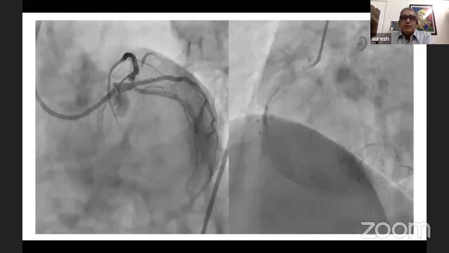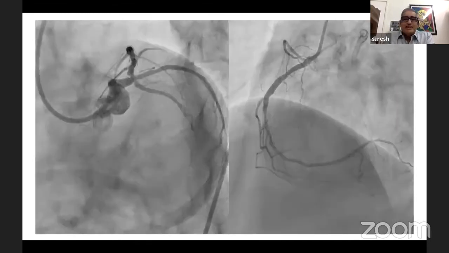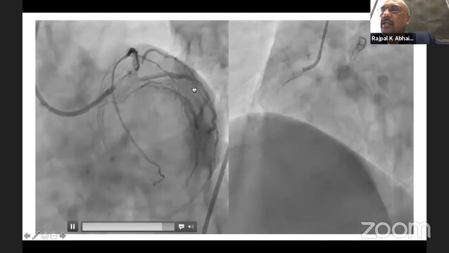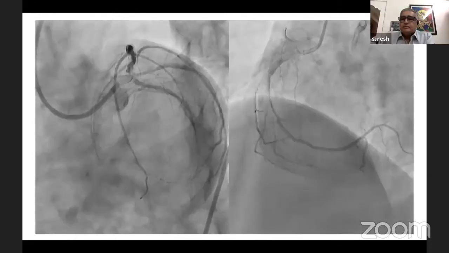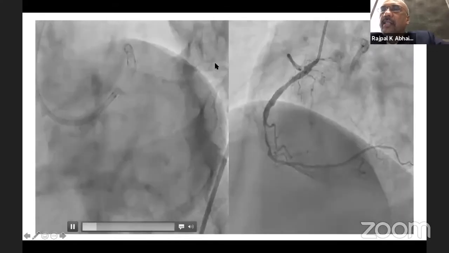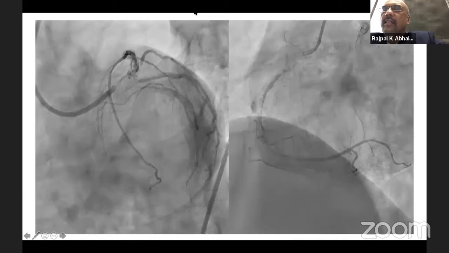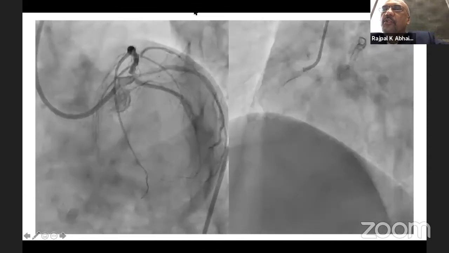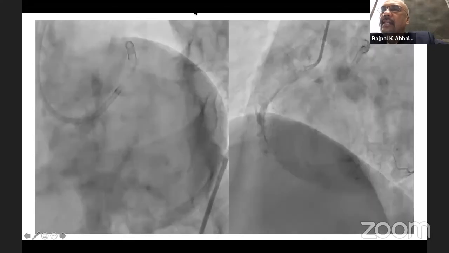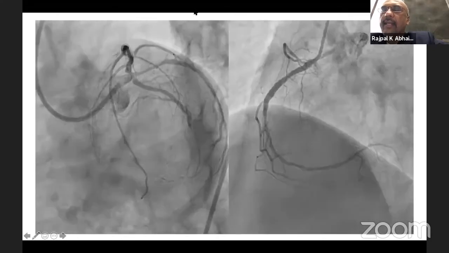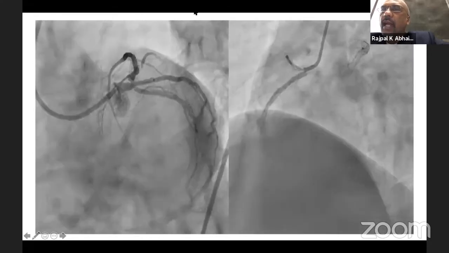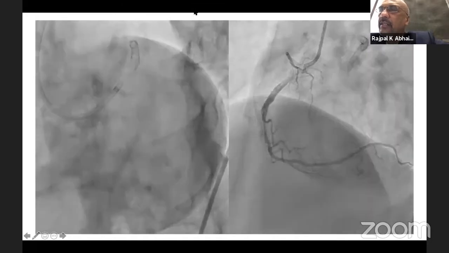Dr. Rajpal, it's all yours now to talk about how you would do the case. Hello, am I audible? Yes, you are audible. This is Dr. Rajpal, and I've had an opportunity to discuss this case with you, and I've seen the first clip that you showed where you did a POBA and dilated the in-stent restenosis. Would you like me to tell you what I would have done, and then you can show what you did? Please.